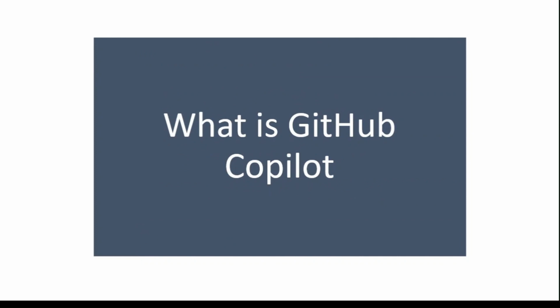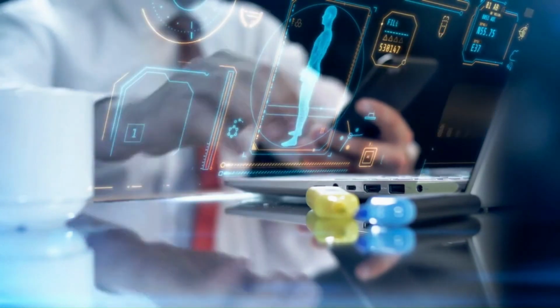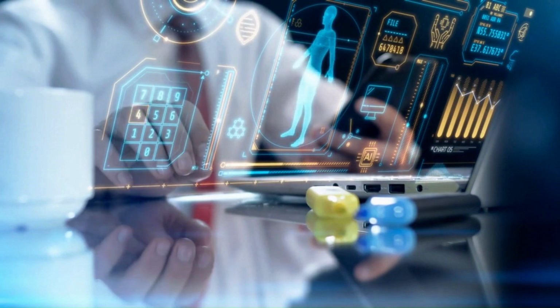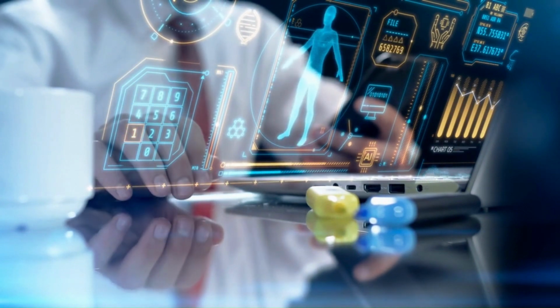What is GitHub Copilot? GitHub Copilot is a groundbreaking AI-powered coding assistant developed by GitHub in collaboration with OpenAI. It's like having an intelligent copilot for your coding journey, providing real-time suggestions and snippets as you write the code. Whether you are a seasoned developer looking to boost your productivity or a newbie just getting started, Copilot has something to offer for everyone.